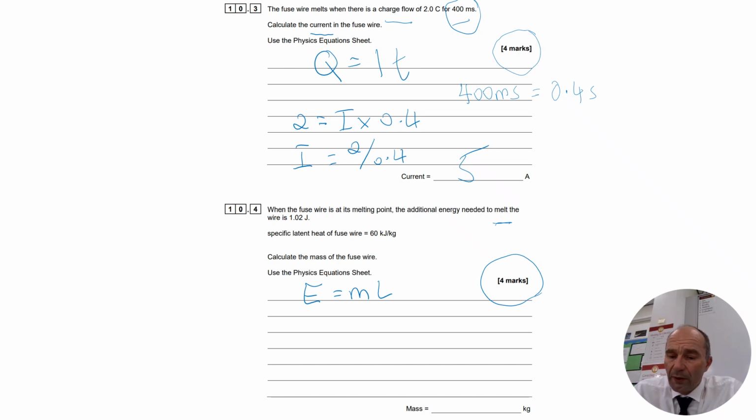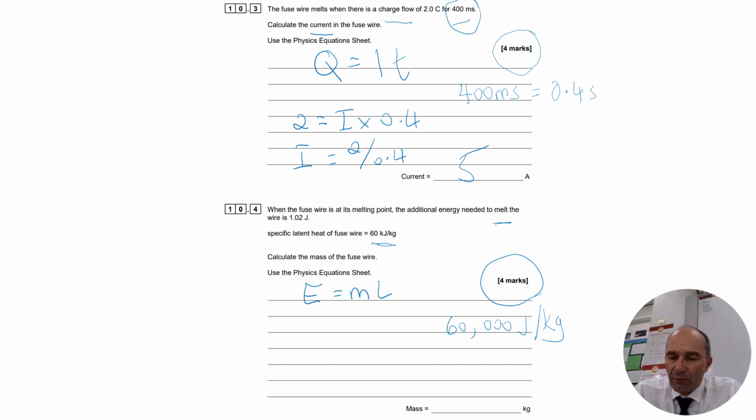Now, we're being told that the latent heat of the fuse wire is 60 kilojoules per kilogram. We've been told how much energy it takes to melt in joules. So again, 4 mark question, we've got a conversion to do. 60 kilojoules equals 60,000 joules per kilogram. So we've got 1 mark for doing that conversion.